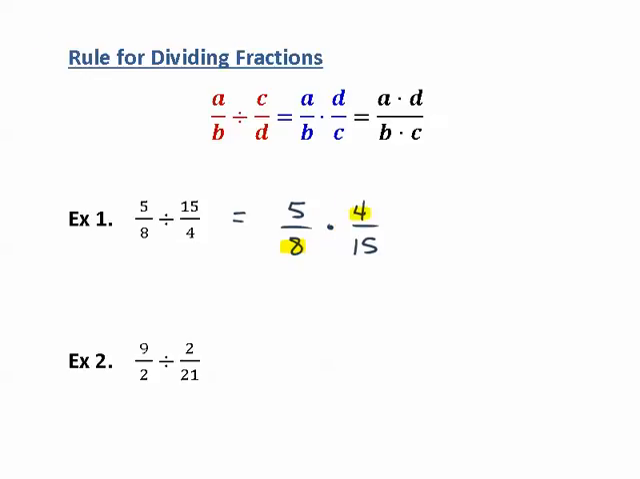we can cross cancel. So we have 4 goes into 4 once, 4 goes into 8 twice. Then on the other diagonal, 5 divides into 5 once, into 15 3 times, so that leaves us with 1 over 6. So 1/6 is the answer.